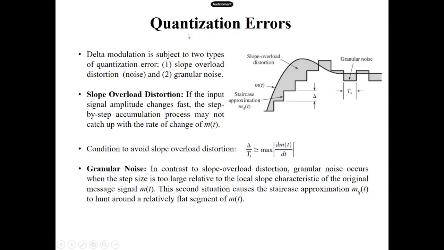Now, we basically have some problems associated with delta modulation. Delta modulation is subjected to two types of quantization error. One is slope overload distortion noise, and the second is granular noise.